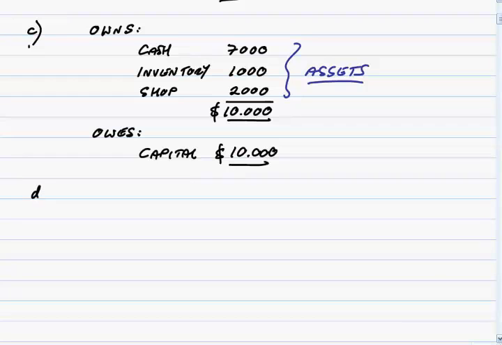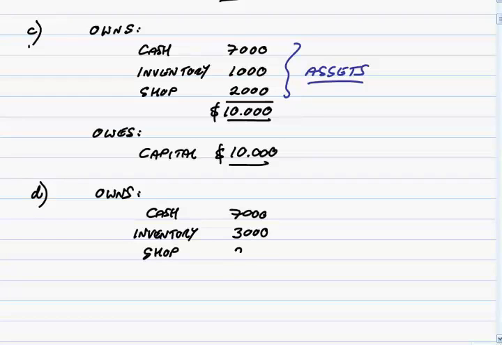So, off we go again. First of all, what do we own? What are the assets? The cash. Well, the cash will stay at 7. Although we've bought goods, remember, we haven't yet paid for them. The inventory, though, it was 1,000. We've now bought goods for another 2,000. So the inventory has gone up to a total of 3,000. And of course, we've still got that shop, which was 2,000. So our assets now are 12,000.